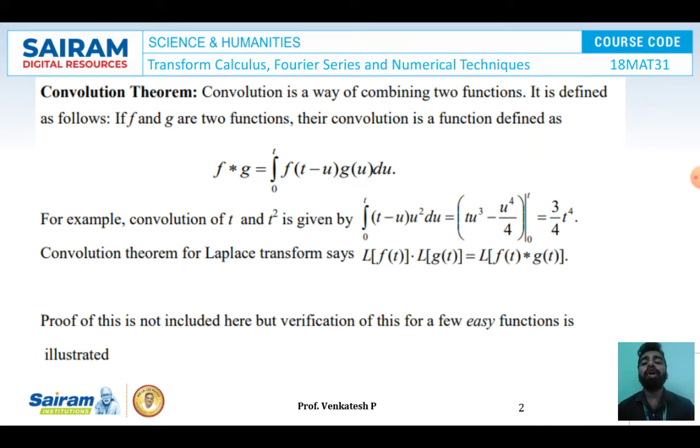If f and g are two functions, their convolution is a function defined as f star g, or f into g, is equal to integral 0 to t of f of t minus u into g of u du. For example, the convolution of t and t square will be given by integral 0 to t of t minus u into u square du. After solving this, we'll get t u cube by 3 minus u power 4 by 4 with the limit 0 to t. Applying the limit and simplifying, we'll get t power 4 by 12.